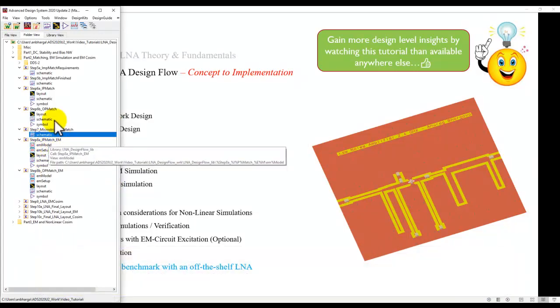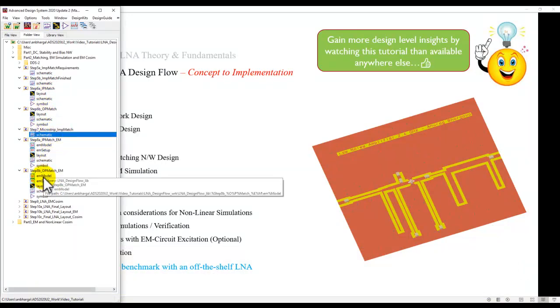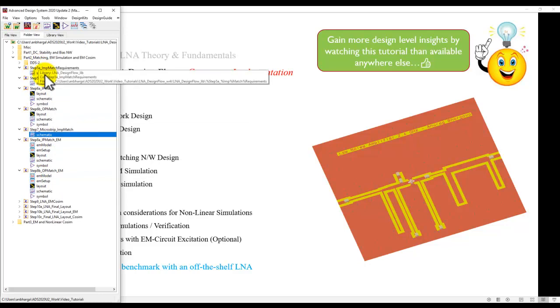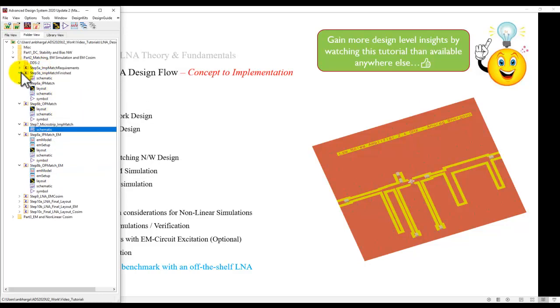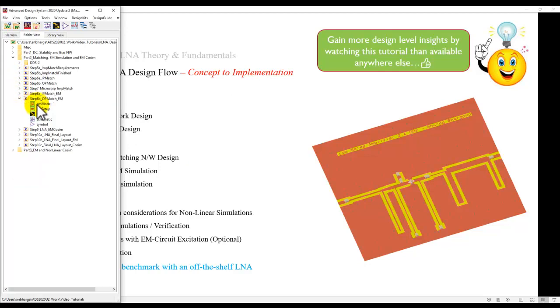So here, as you can see, I already had the input match, but I created a copy of those because I didn't want to disturb any of my previous, worked schematic, so that if anything goes wrong at any step, I can always go back to the previous step and start from there.